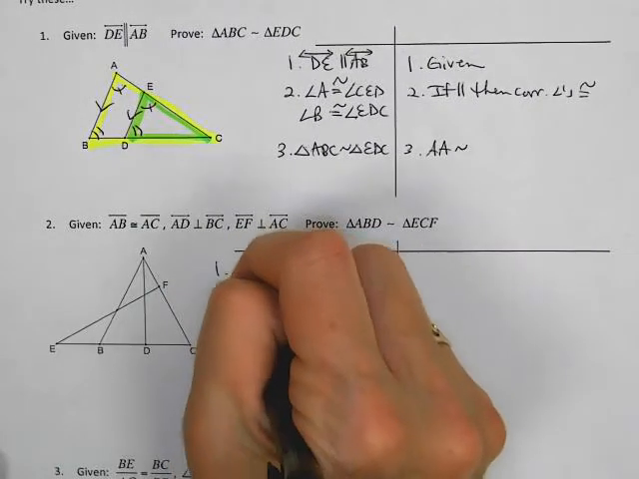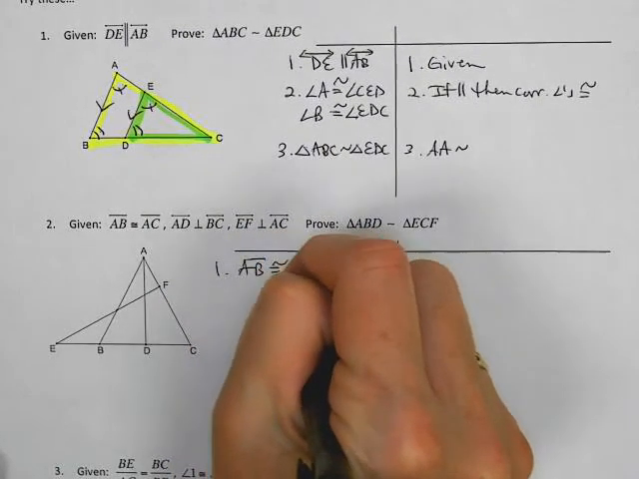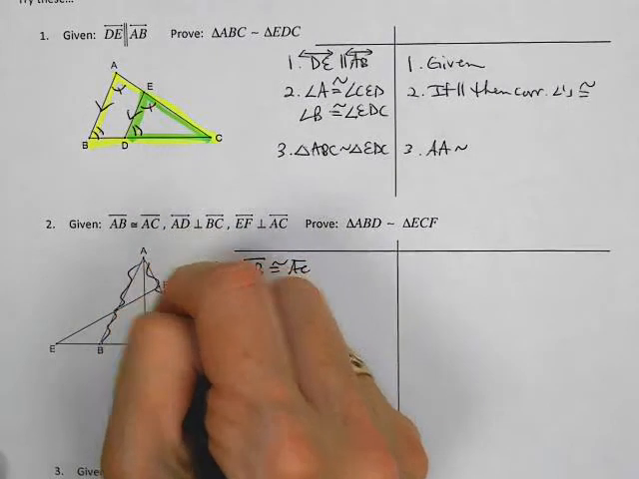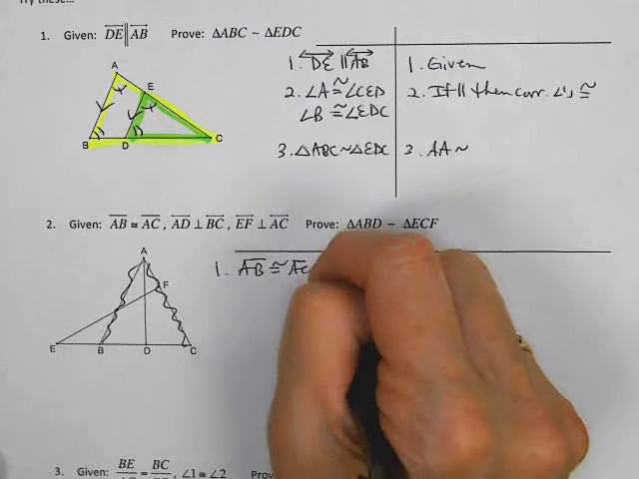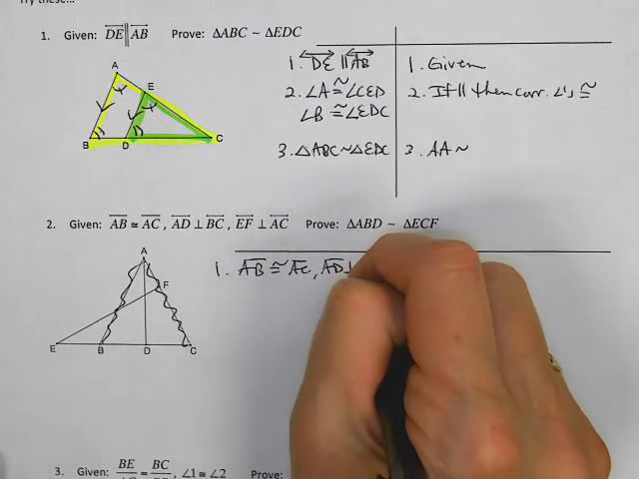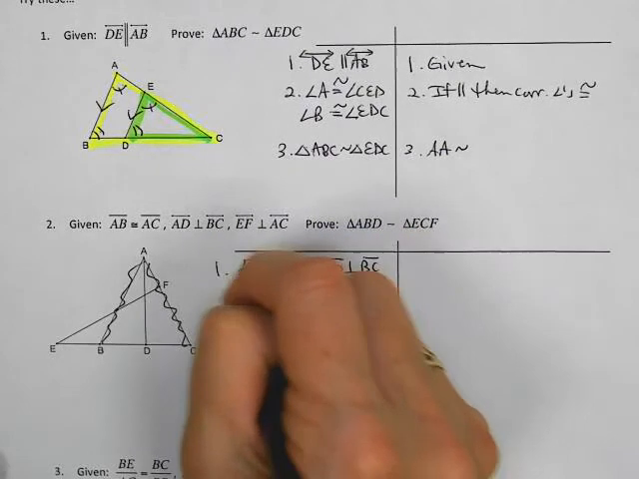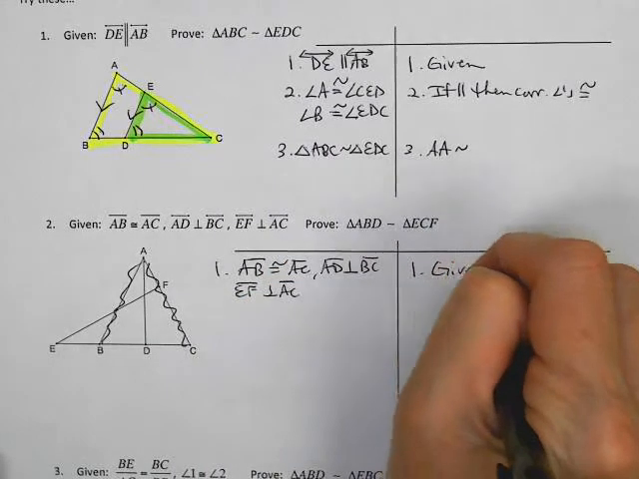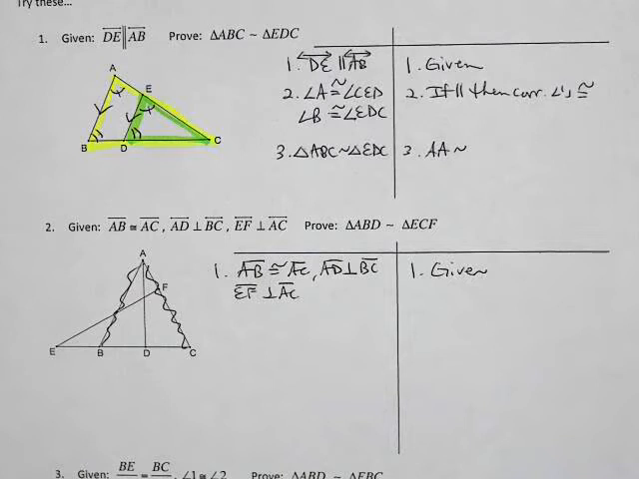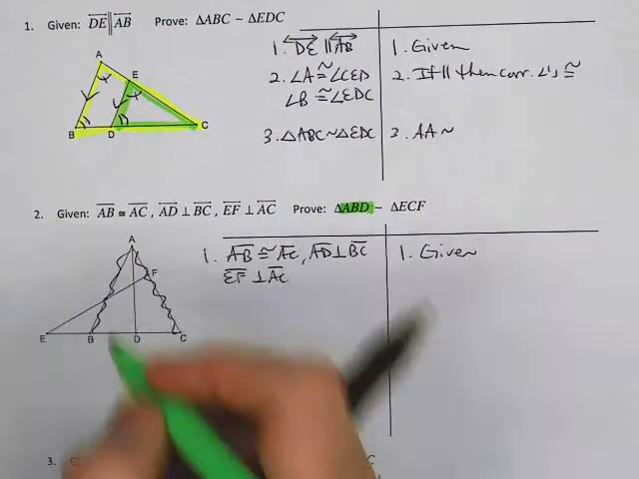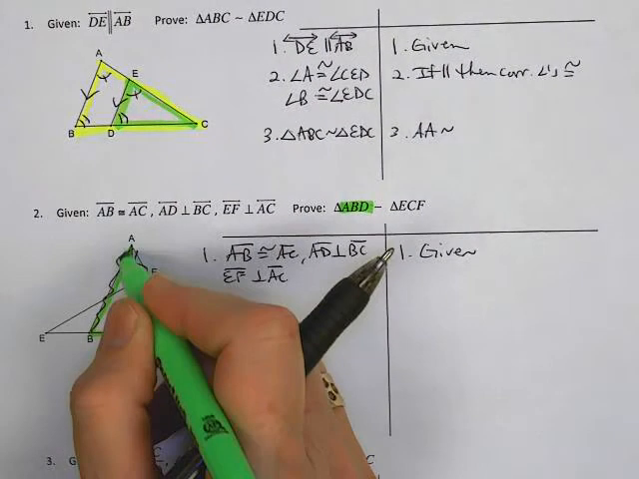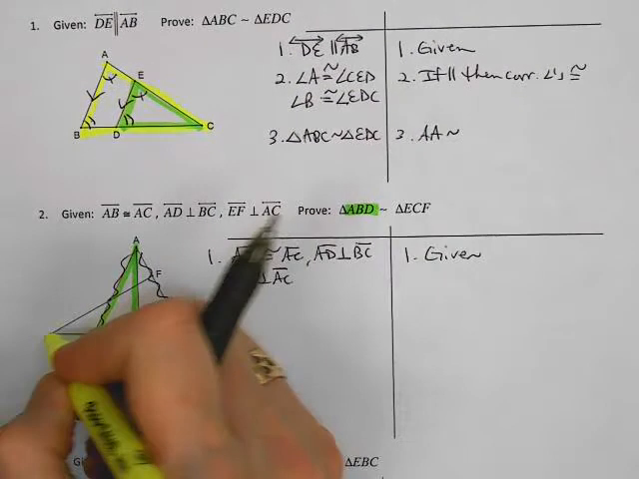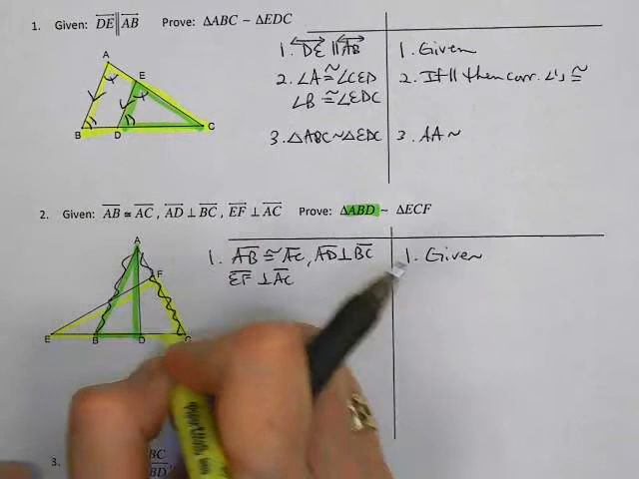All right, on this one we have AB congruent to AC. Let's mark that AB and AC. I'll mark it like that. I have AD perpendicular to BC and EF perpendicular to AC, so I can get some right angles. All right, I'm going to look at the triangles I want here. ABD, where is that? ABD, that's that one. And ECF, which is that one.